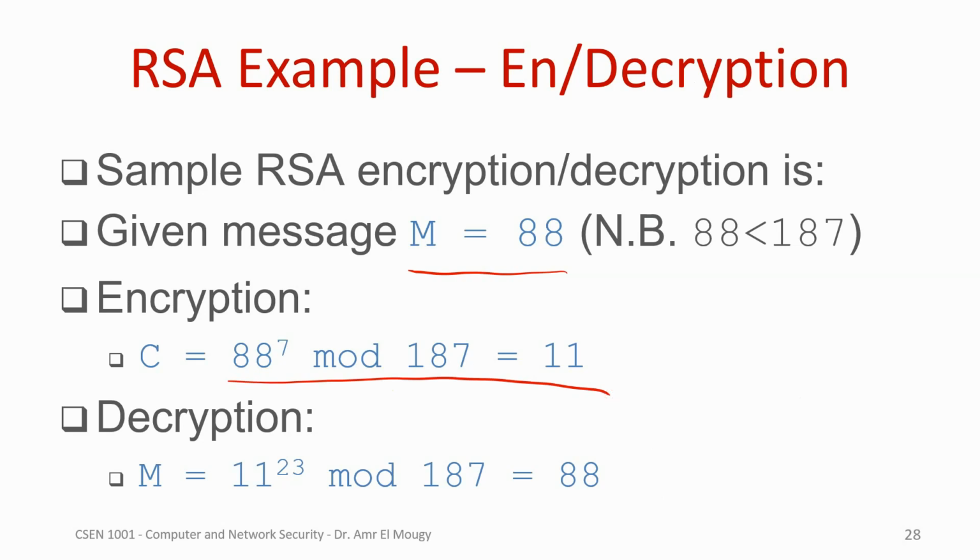If you want to decrypt, you take 11 and raise it to the power of d, which is 23, mod n, which is 187, and you get 88 back. Okay, so obviously it works.